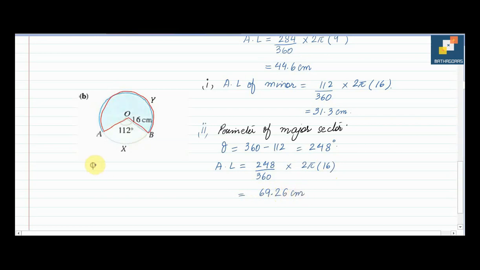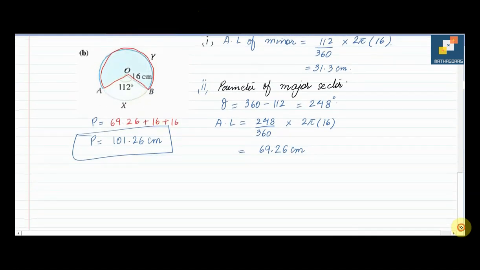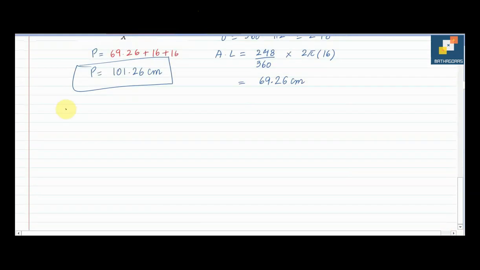Now the final step to find the perimeter: add all the red boundaries. So it's 69.26 plus 16 plus 16. When you add it, its value is 101.26 centimeter. That is the perimeter of the major sector. After part B, moving towards the next part, that is C.